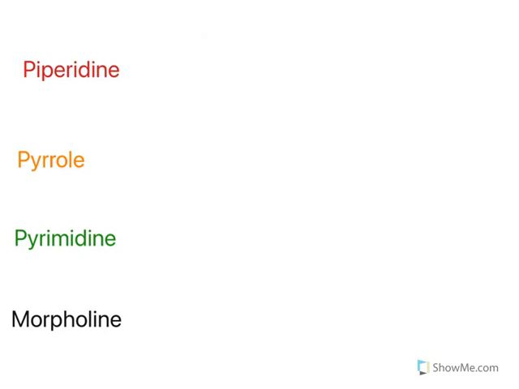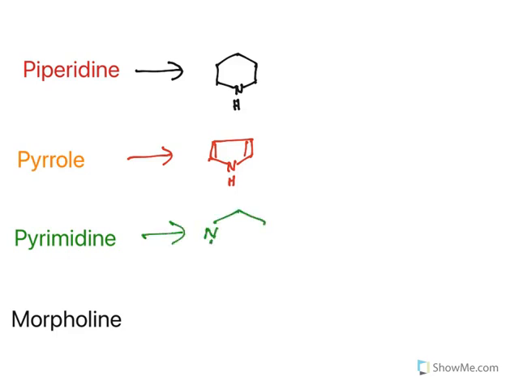Let us see about the rings. Once you are clear with the concept of basicity and acidity, then you need to know about these rings. Now what are these rings? This ring is piperidine. Piperidine ring is a 6-membered, saturated ring. Next, let us see the other ring, pyrrole. Pyrrole is a 5-membered ring with a nitrogen. Let's see the other one, pyrimidine. Purines and pyrimidines are present in DNA.